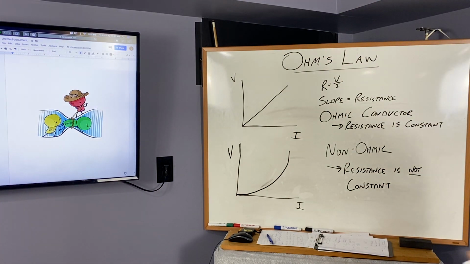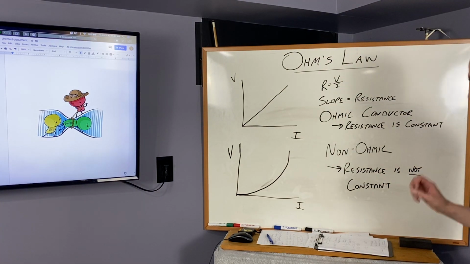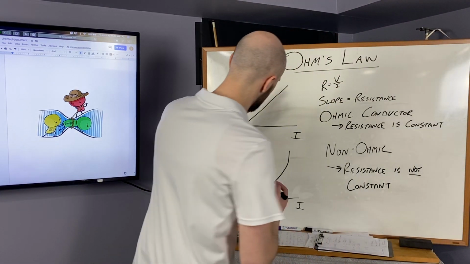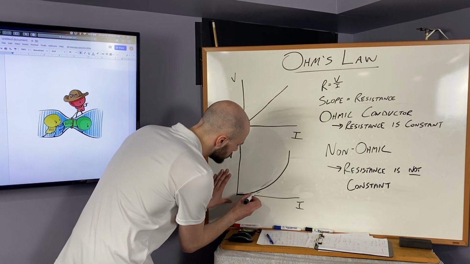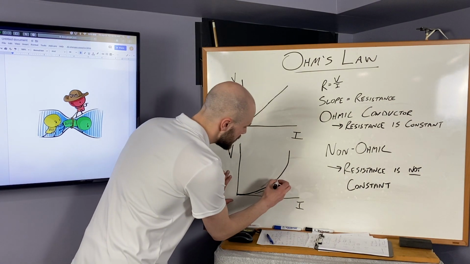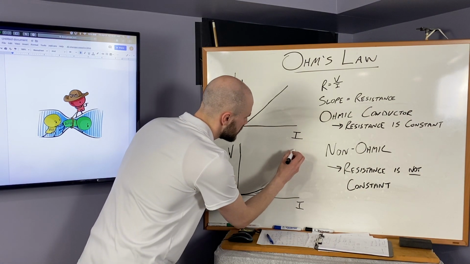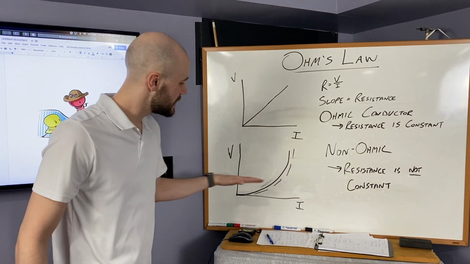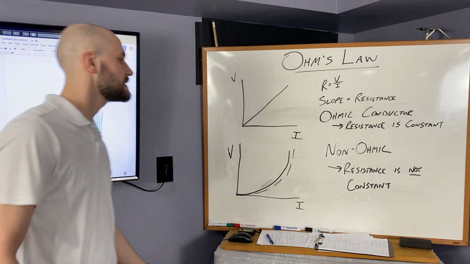But real quick before I move on, notice how I said the resistance here is not constant. The slope of a volts versus current graph will tell you the resistance. Here the slope is constant, but here the slope starts out real small. It's low resistance down here. But then, as the graph goes, that resistance increases. So the resistance is not constant.